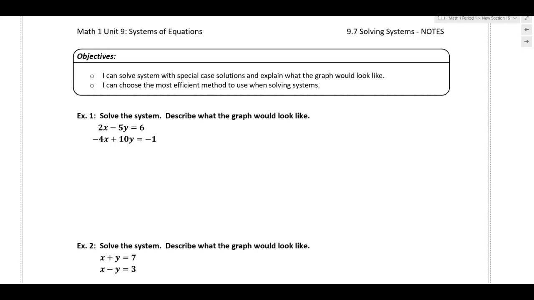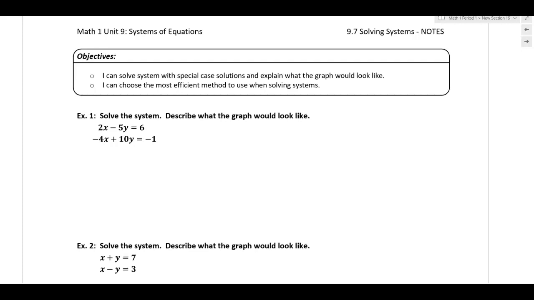Hello, Math 1. This lesson is on 9.7, so make sure you take notes here. These are basically solving using elimination, but with the end result being a special case. So, looking at this, we know when both equations are in standard form, the best method to use is elimination.